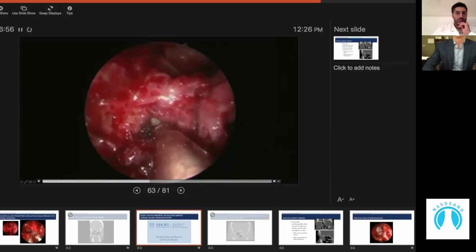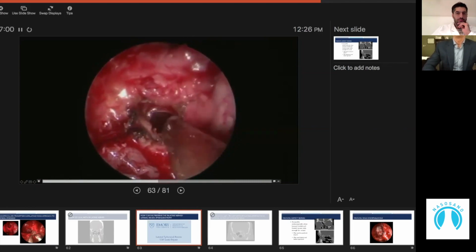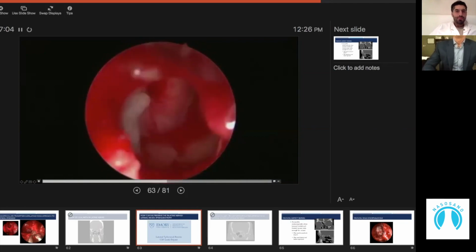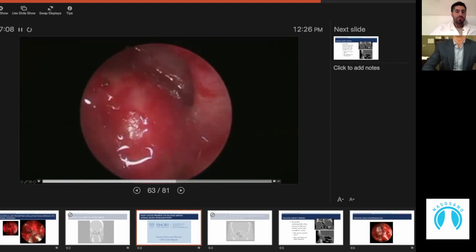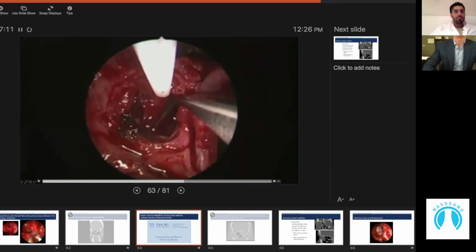Now we have a diamond burr. We're going to drill right through the face of that sphenoid sinus to create a keyhole opening laterally. And now we can get into that lateral recess of the sphenoid without transecting that palatine nerve. And you see this lateral wall meningocele.